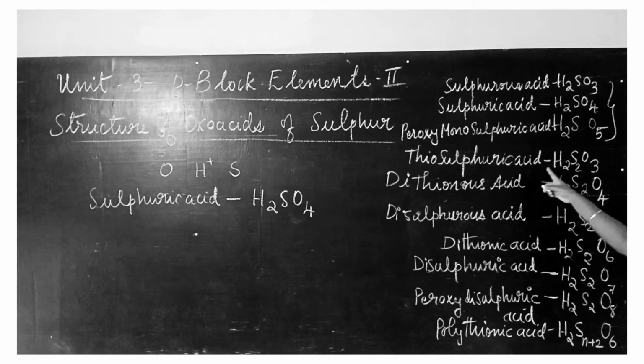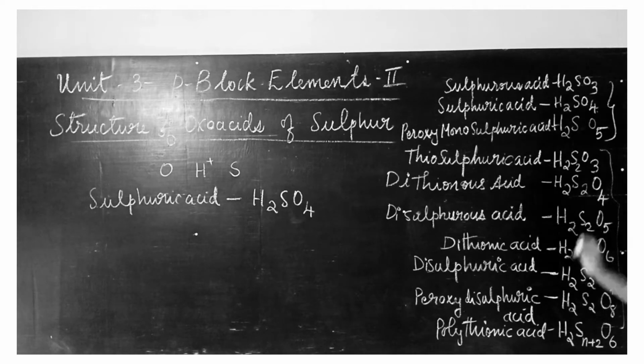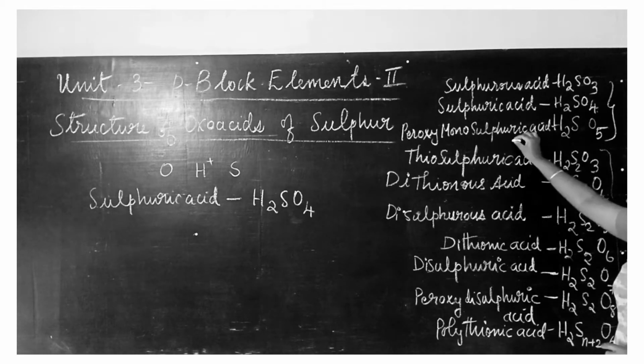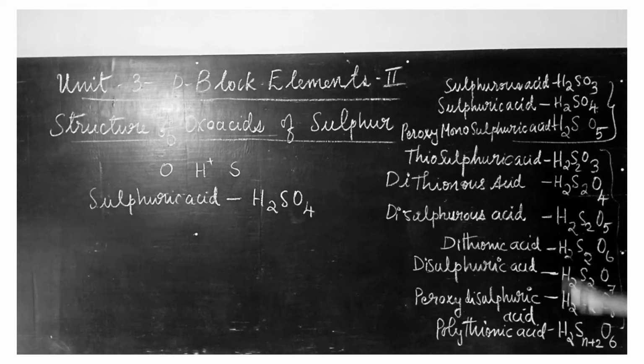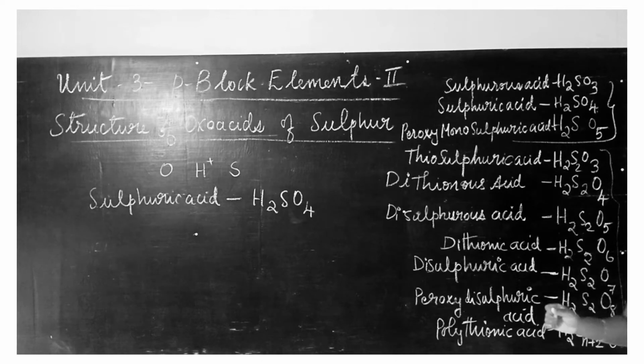Now from thiosulfuric acid, H2S2O3, till the ninth one, the peroxydisulfuric acid, you can see the sulfur atoms are double. Two sulfur atoms are there, whereas in the first three, one sulfur atom is there. Understand that difference, because it is easy for you to memorize the structures and names of these oxoacids of sulfur.